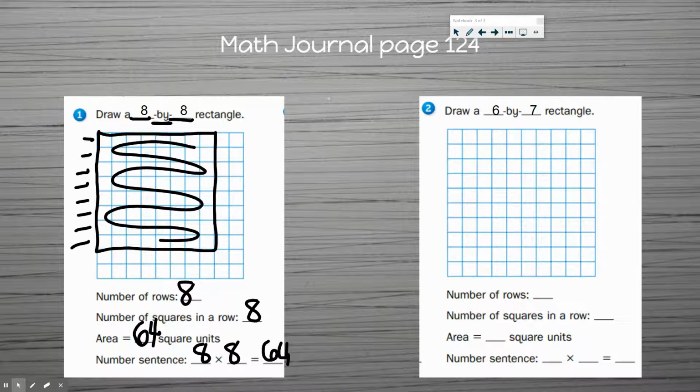All right, you are going to do number 2. So I want you to draw a 6 by 7 rectangle.